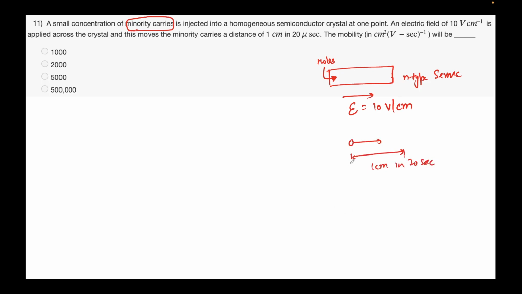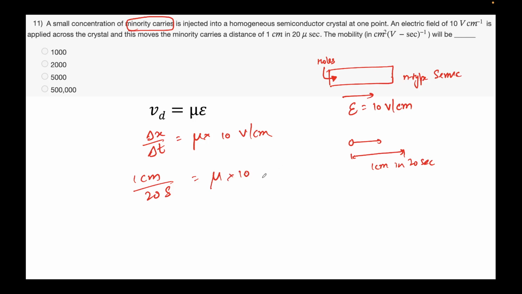So Vd equal to mu E, I know that, and we are required to find the mobility. All right, so what is Vd? Vd is delta x upon delta t. Mu we need to find. E is given as 10 volts per centimeter. Delta x is 1 cm over 20 microseconds, equal to mu into 10 volts per centimeter. Sorry, 20 microseconds, my bad. So mu will come out to be 1 over 200 microns.